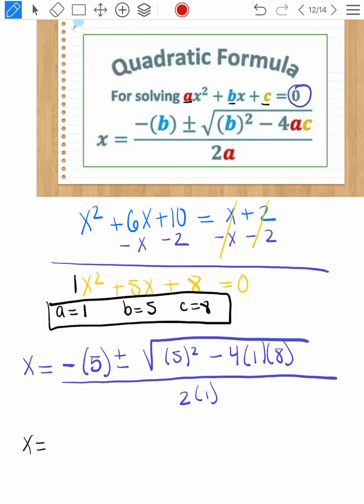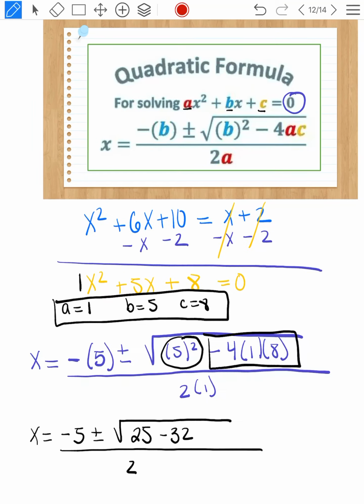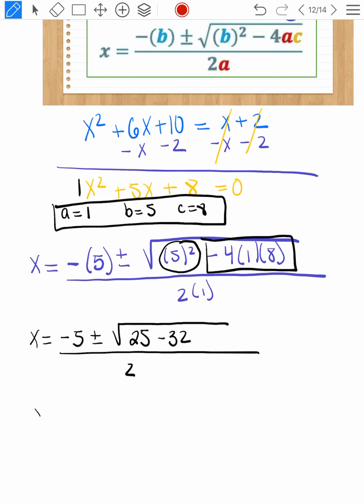Again, I'm going to simplify a little bit. So I have negative 5. My denominator, I have 2, because 2 times 1. And then I'm going to simplify in here. 5 squared is 25. And then I'm going to multiply these together. So negative 4 times 1 times 8 is going to give me negative 32. So now I'm just going to give myself a little more room on my page. x equals negative 5 plus or minus, and 25 minus 32 is going to give me negative 7, all over 2.